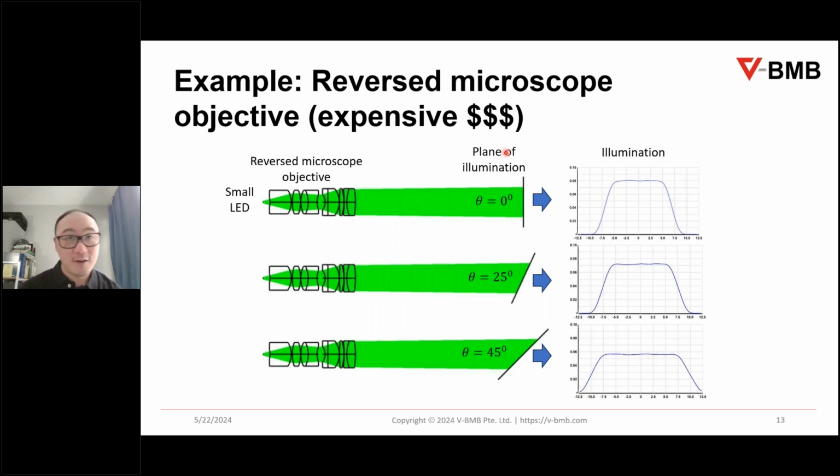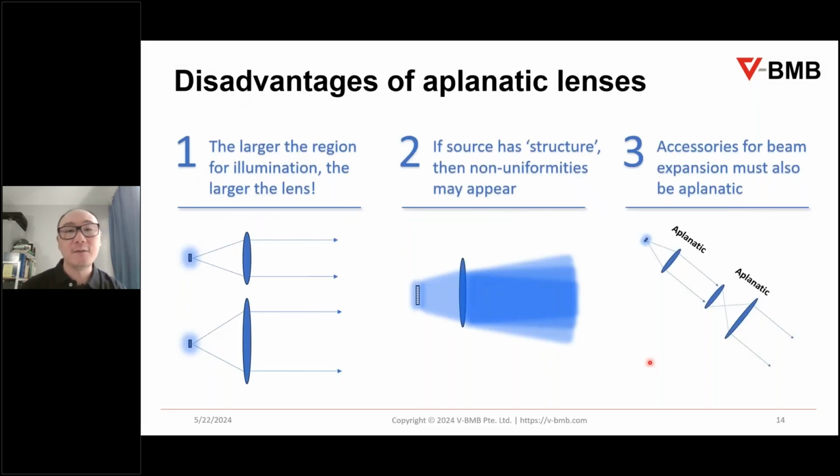It's expensive because it's a microscope objective. It's like $500 or $1,000 for an objective lens. Imaging lenses can be much, much cheaper than that, right? Okay, great. So you've got this method of having oblique illumination on a tilted plane, and your illumination is flat and uniform. But there are some disadvantages to using aplanatic lenses for doing that.